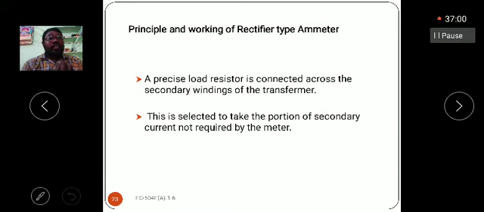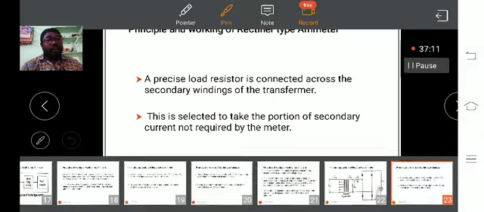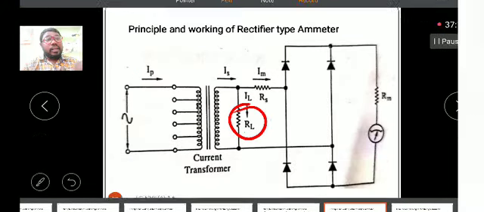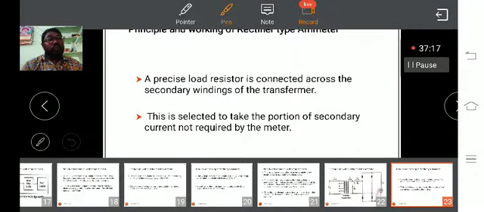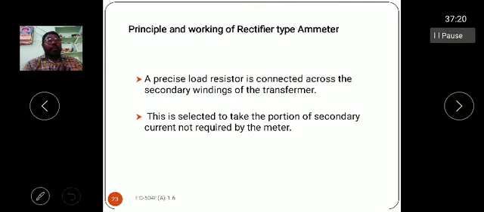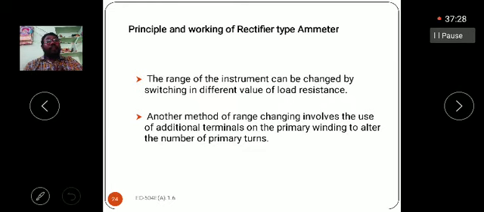A precise load resistor is connected across the secondary winding of the transformer. This is selected to carry the portion of the secondary current that is not required by the meter. The range of the instrument can be changed by switching in different values of the load resistance.